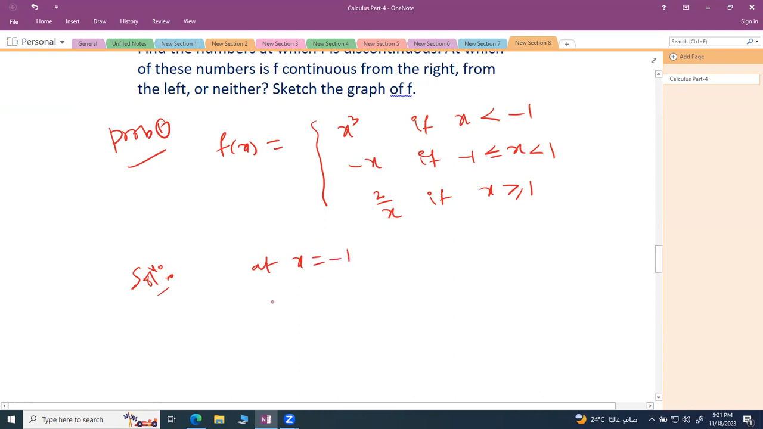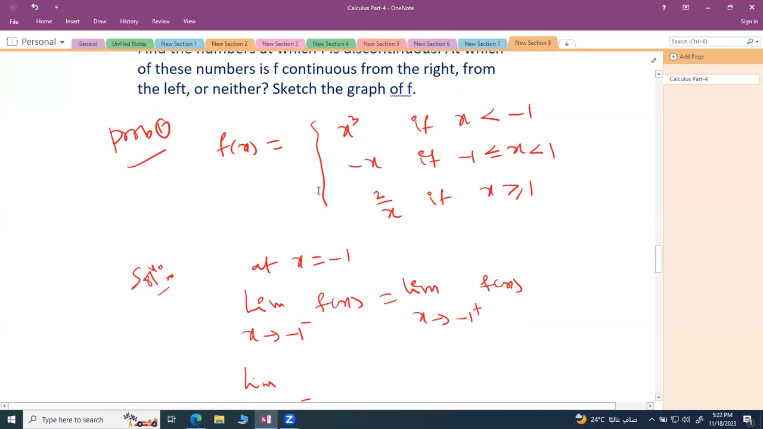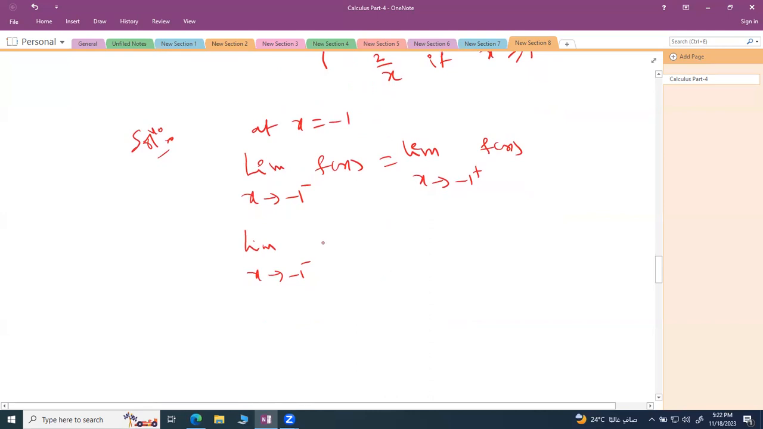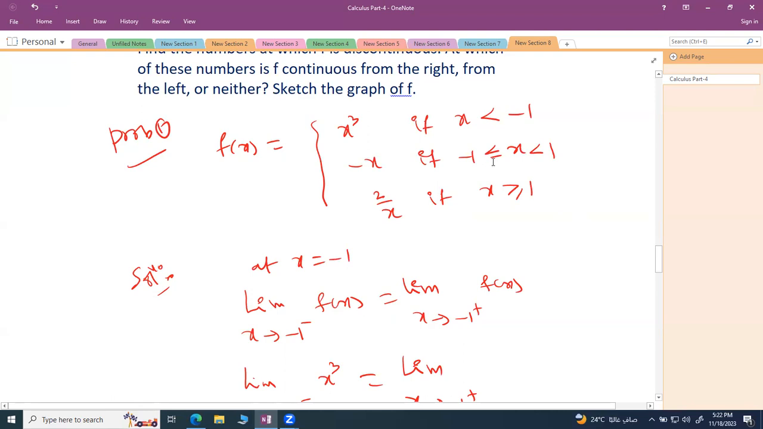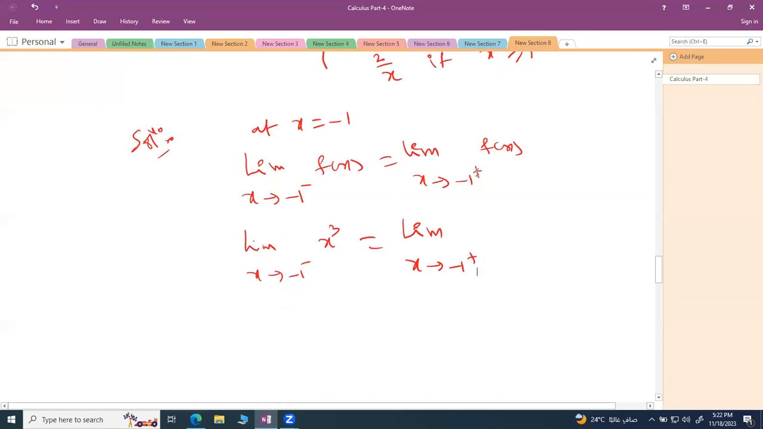At x equal to -1, limit x goes to -1 minus f of x equal to limit x goes to -1 plus f of x. We have to verify this one. So if we take limit x goes to -1 minus, less than -1 means x power 3. For the right limit, since x is more than or equal to -1, we have to choose the second function, that is minus x.